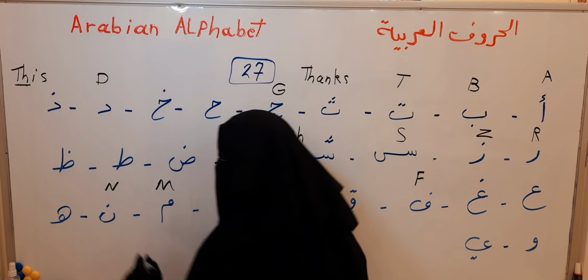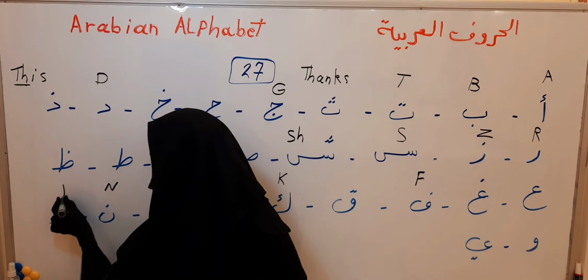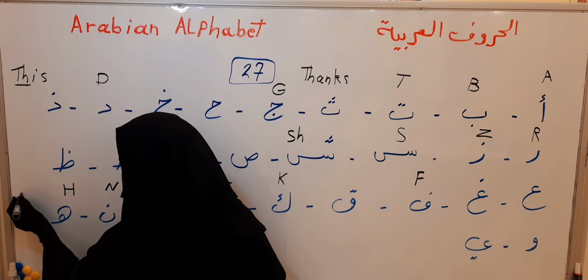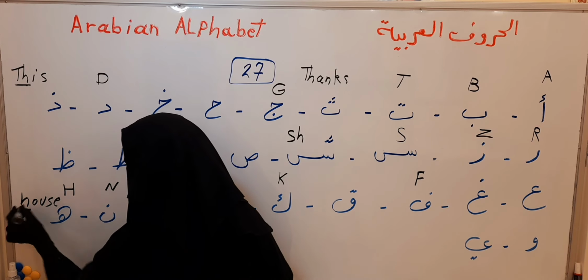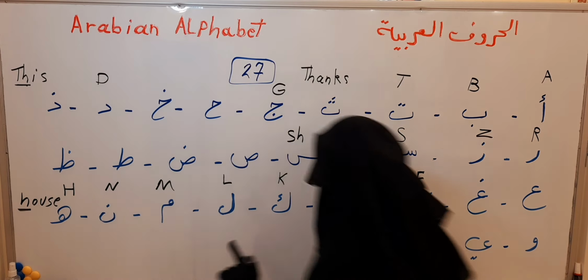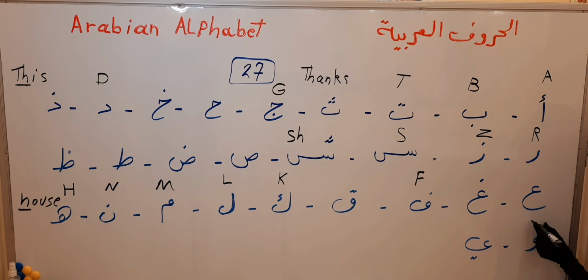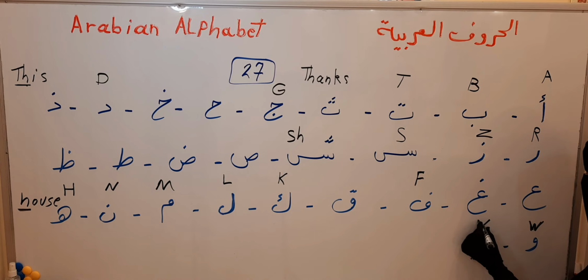Ha, it is somehow H when we say house. This house. Waw, like W in English. Ya, Y in English, as we say ye or something like that.